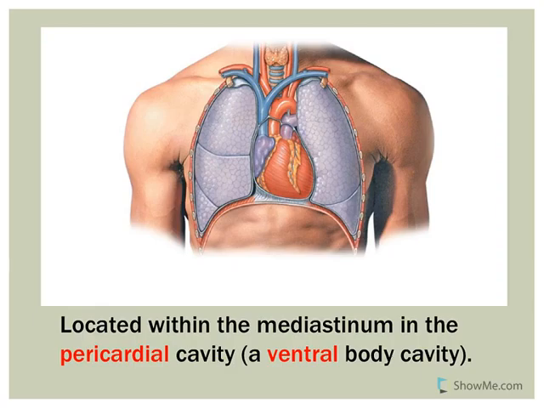Now, location-wise, the heart is located within the mediastinum, and the mediastinum is this general region right in here, and it's located in the pericardial cavity. In AMP1, you should have learned about body cavities, and the pericardial cavity is an example of a ventral body cavity. The pleural cavities, which house the lungs, are also ventral body cavities, as well as the peritoneal cavity, which houses organs of the abdominopelvic region.